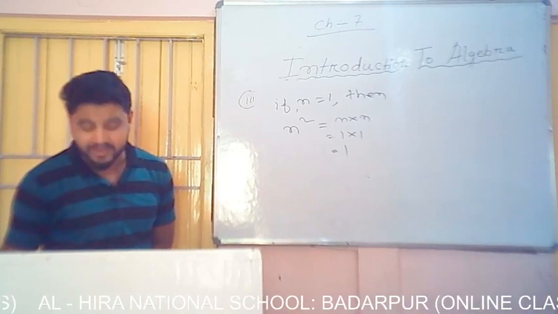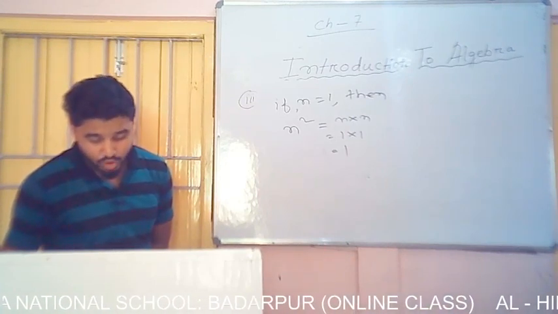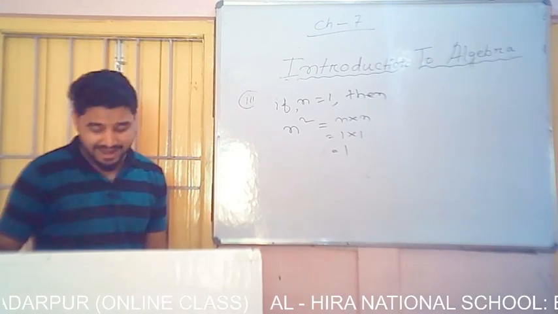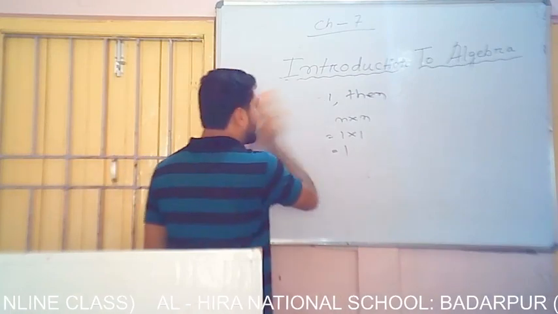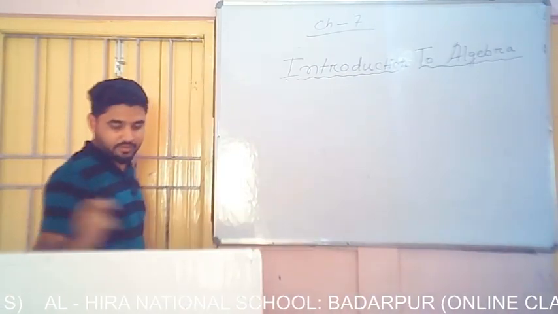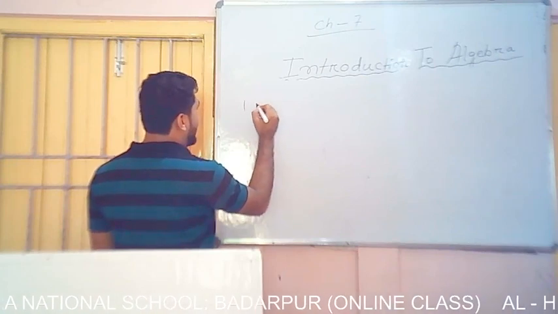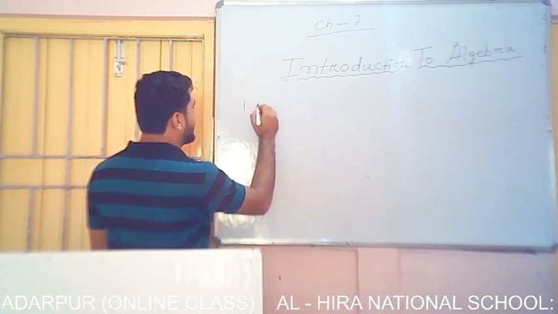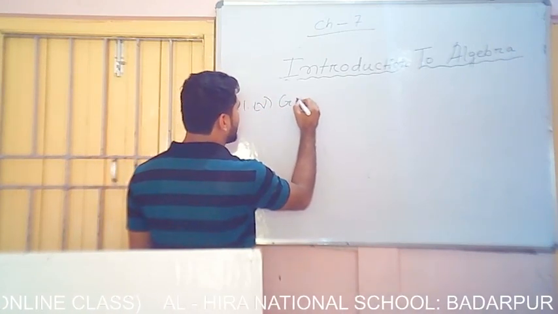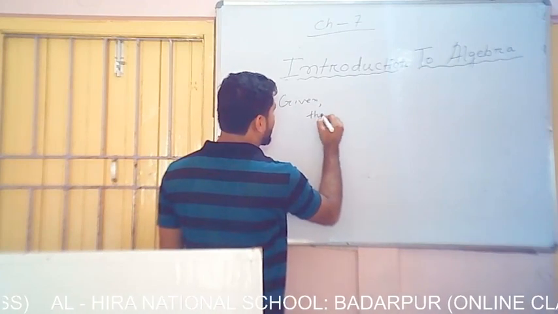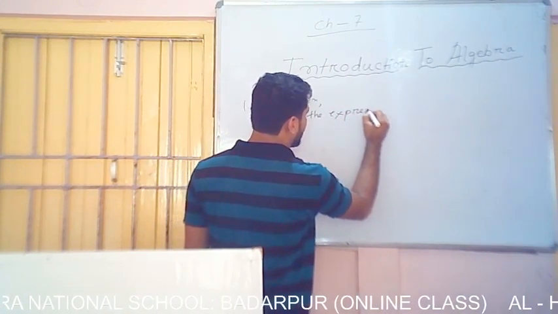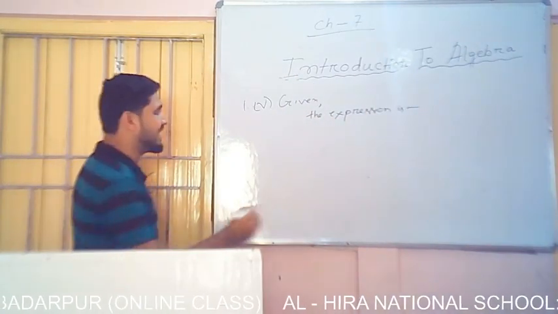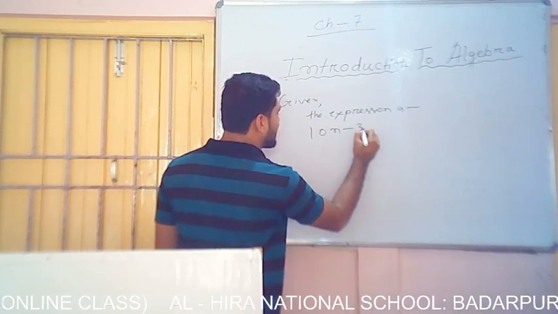Now come to question number 5. Question number 1 of Roman 5. The expression given is 10n minus 3.